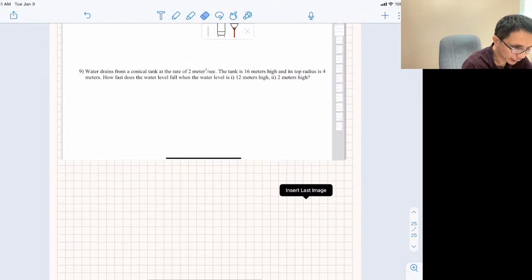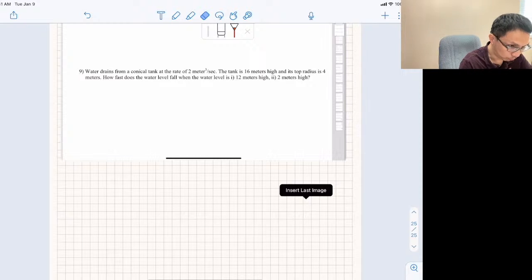Water drains from the conic tank at a rate of 2 meter cube per second. The tank is 16-meter height and its top radius is 4 meter. How fast does the water level fall when the water level is 12 feet height? Going over this question is going to help you with some type of geometry. And this one's the hardest one.